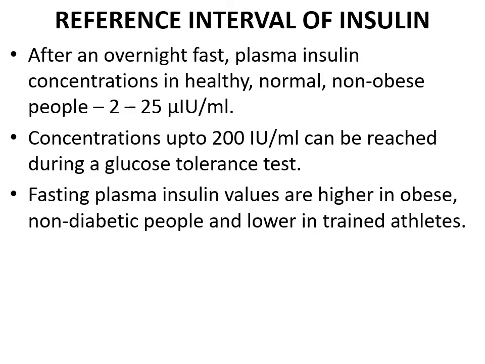So what is the range of insulin in human blood? After overnight fasting, plasma insulin concentration in healthy, normal, non-obese people is 2 to 25 micro international units per ml. Concentrations up to 200 international units per ml can be reached during a glucose tolerance test. Fasting plasma insulin values are higher in obese and non-diabetic people and lower in trained athletes.